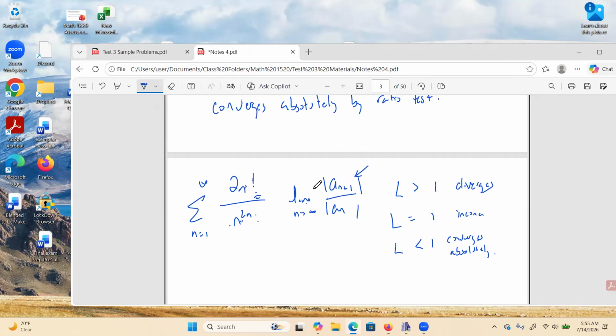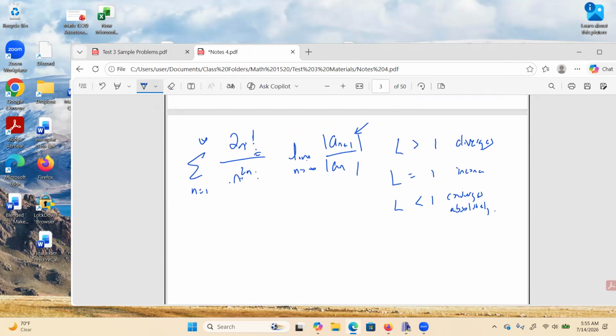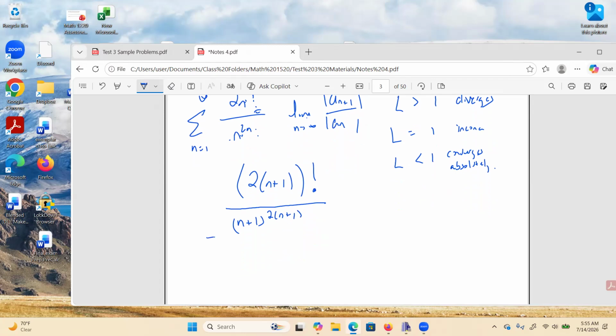Okay, so first thing we're going to do is apply our n plus 1. So we have (2(n+1))!, and this whole thing is inside of a factorial, okay? Divided by (n+1) raised to the 2(n+1), okay? Everywhere I see an n, I'm going to replace it with an n plus 1. And then we're going to divide this by (2n)! over n to the 2n. Okay. Now that's the first little bit out of the way. That's just the setup.